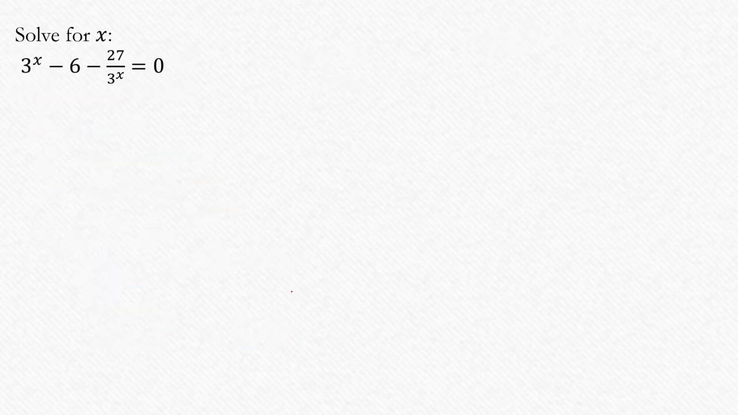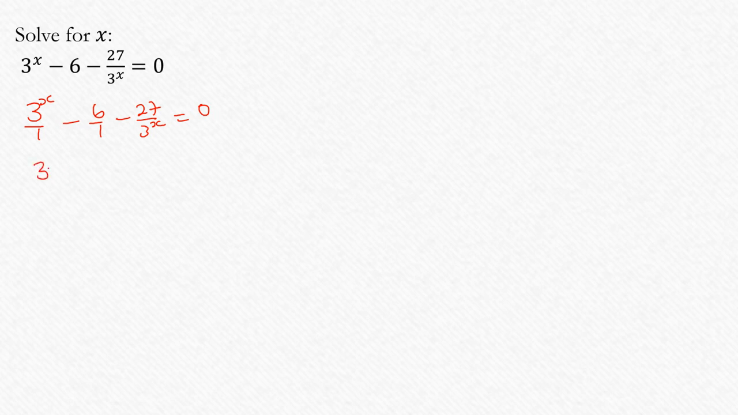Solve for x when given this equation. So what do we do here? When you're solving an equation, we get rid of the denominator. So what do we do? Remember, this is like 3 to the power x over 1 minus 6 over 1 minus 27 over 3 to the power x is equal to 0. Okay, you can even say 0 over 1 is fine. And then the LCD is 3 to the power x. So we multiply every term by 3 to the power x.